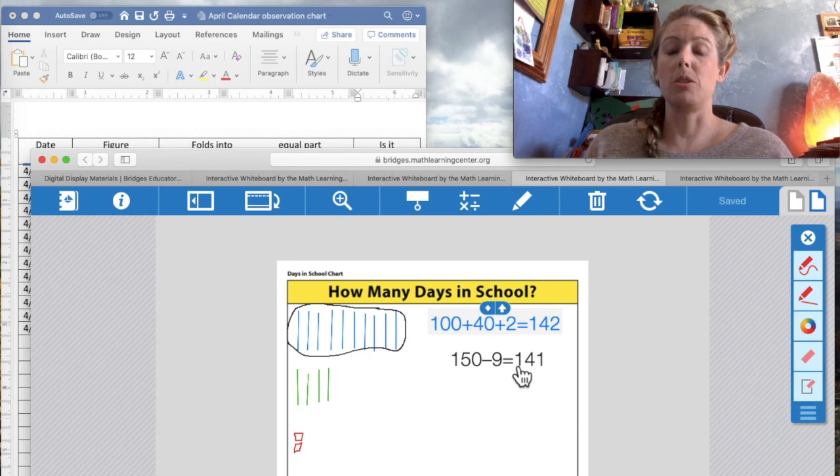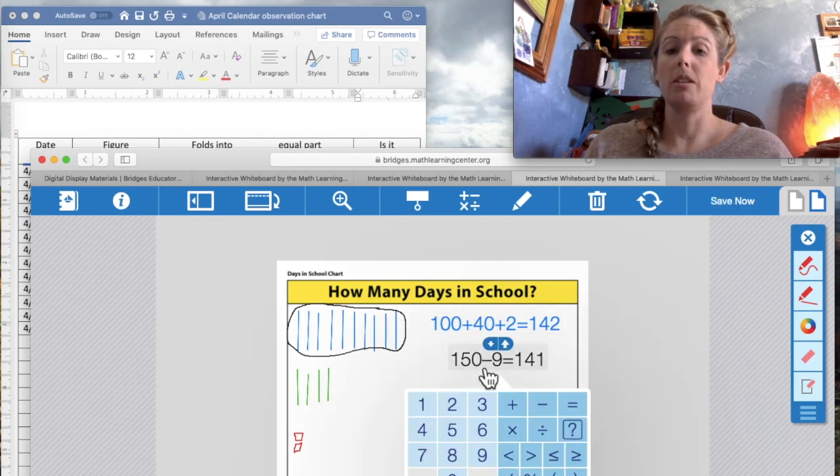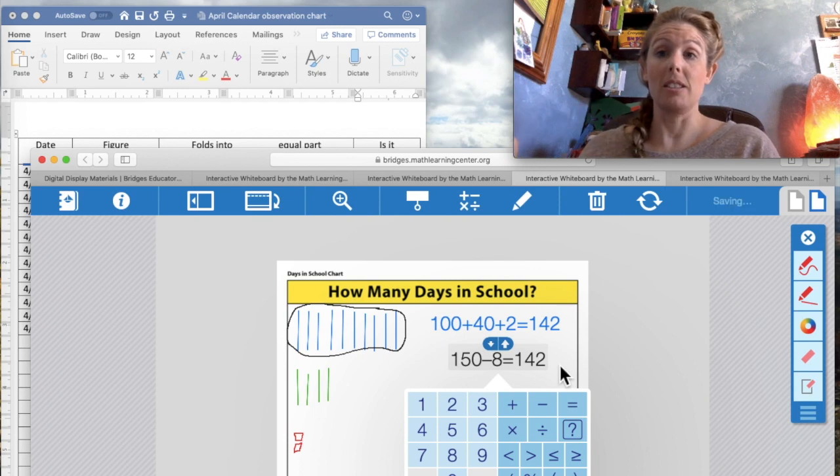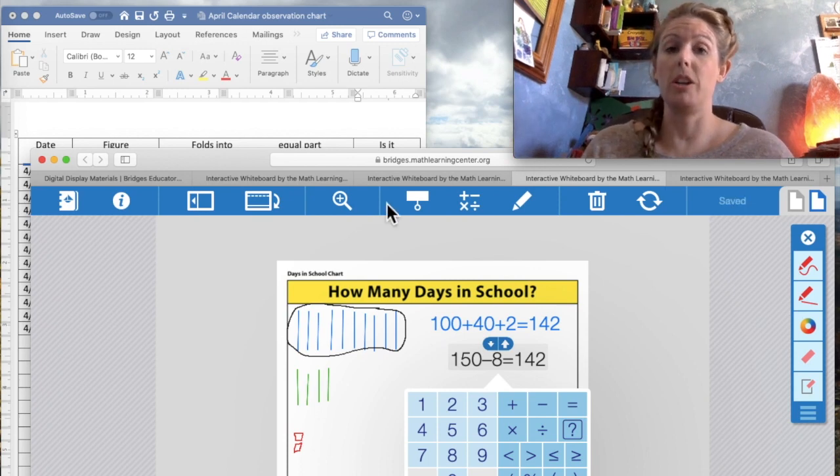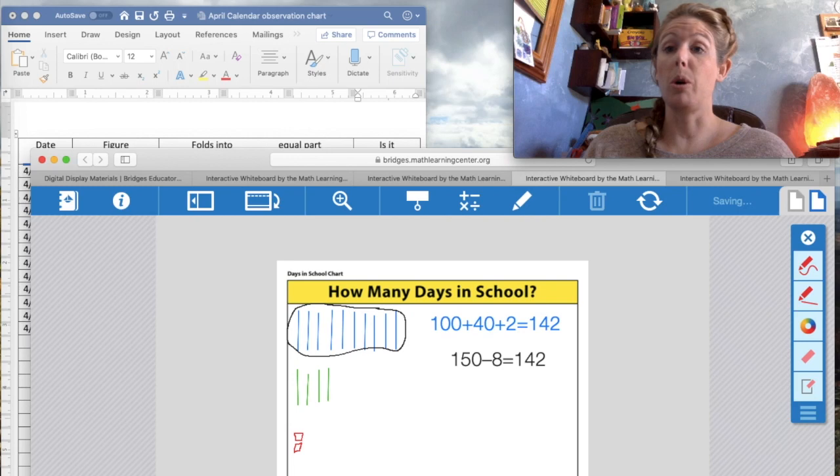So we need to change what number? That is correct. We would need to change the 8. So let's subtract 8 equals 142. To just double check here, I know that 142, if I add the 8, that would get me to the 150s. Okay, nice job.